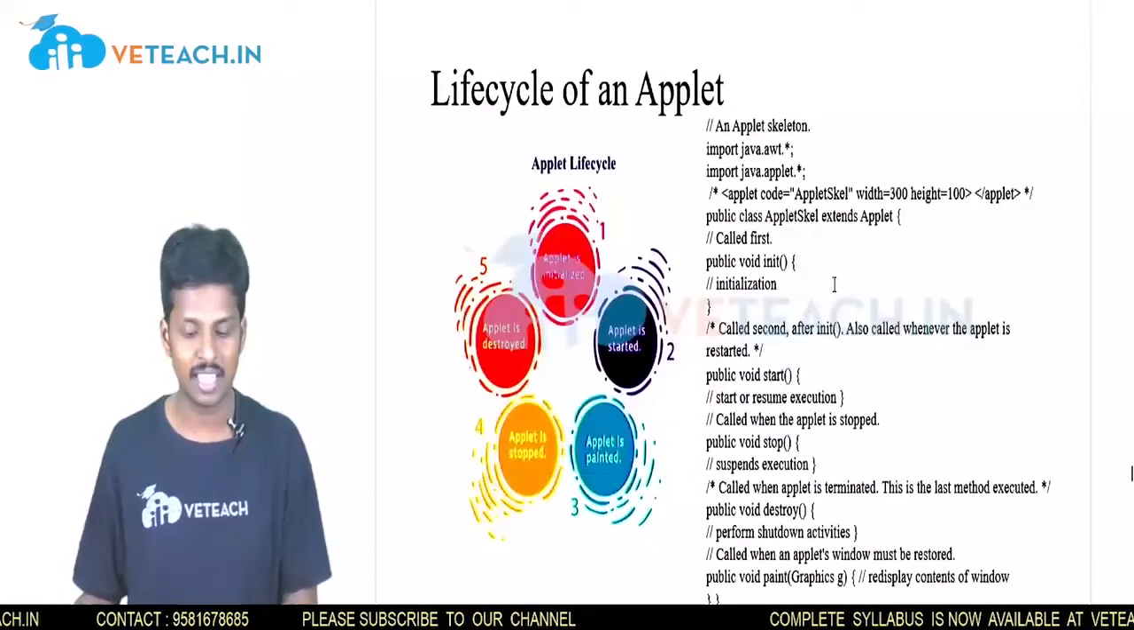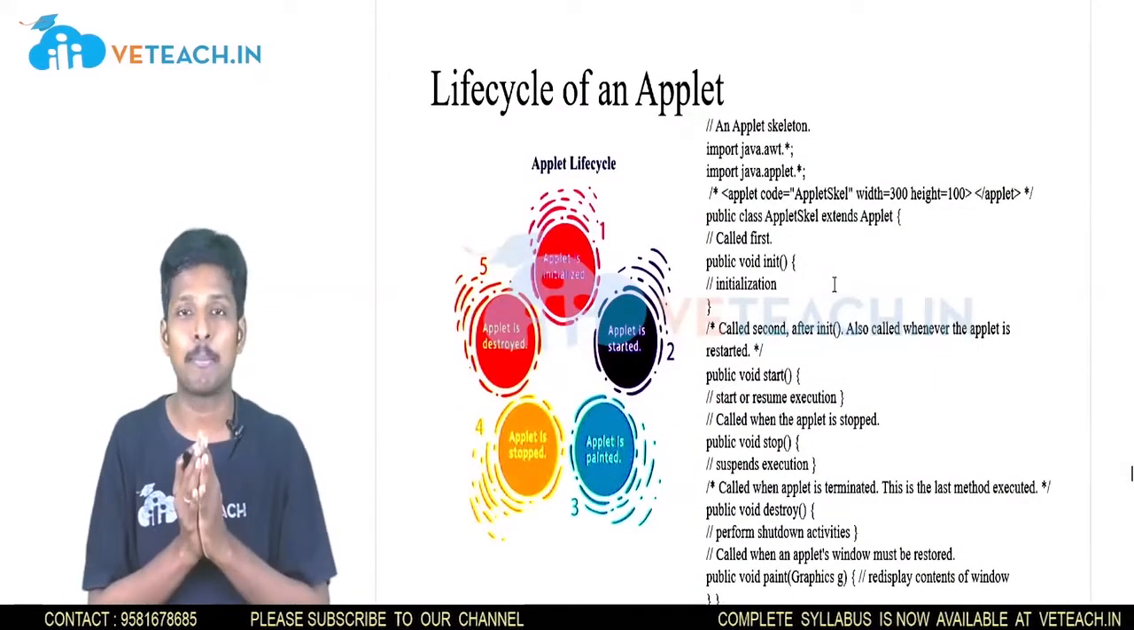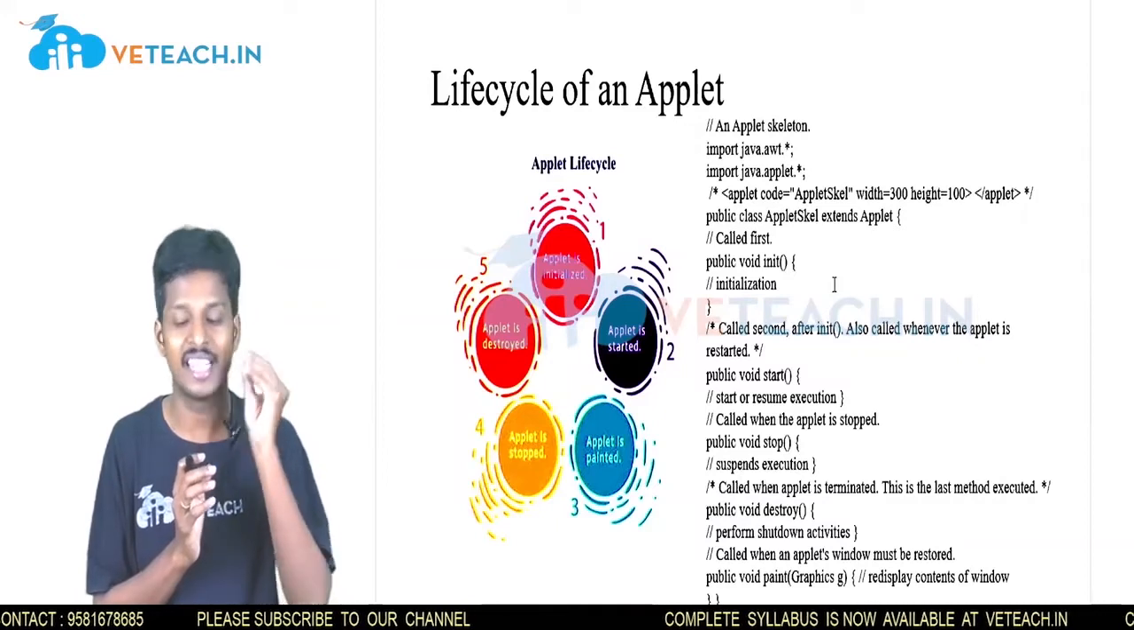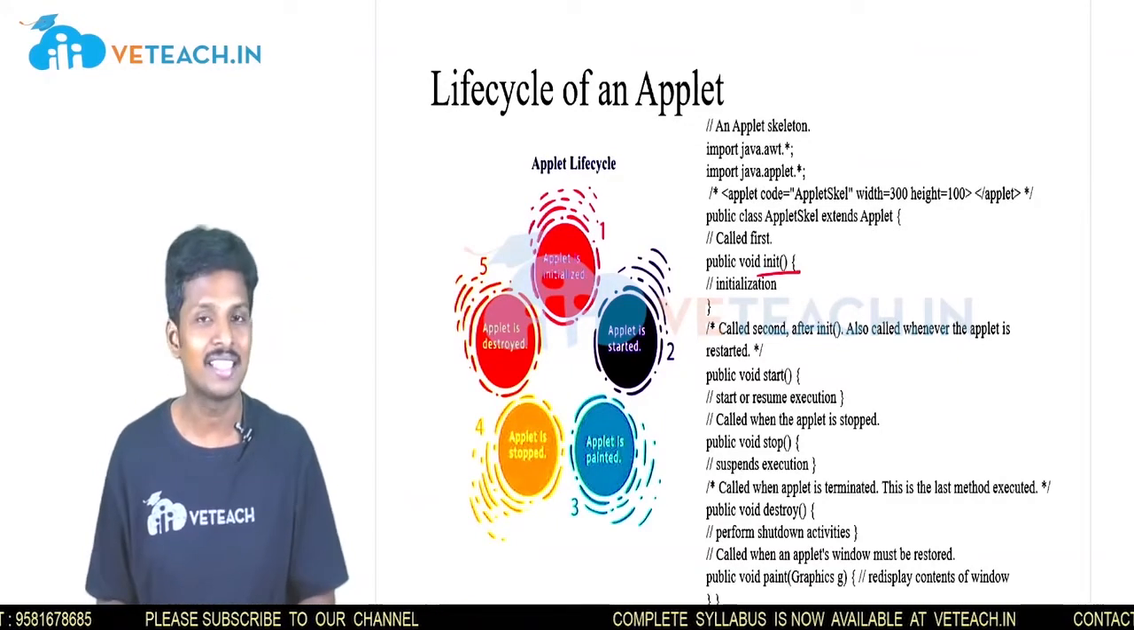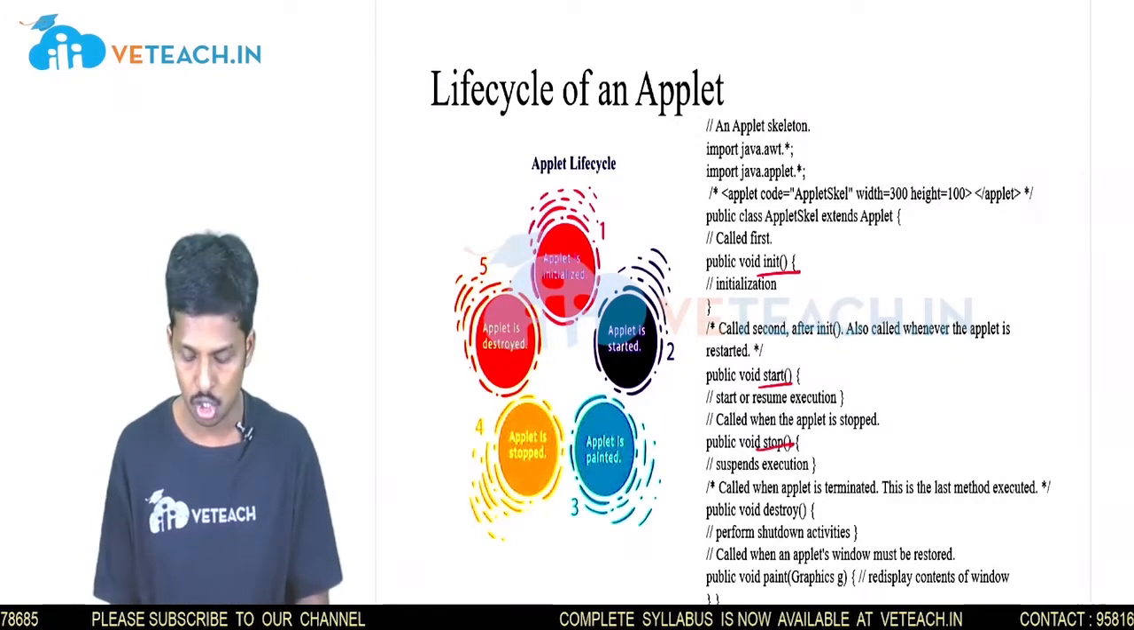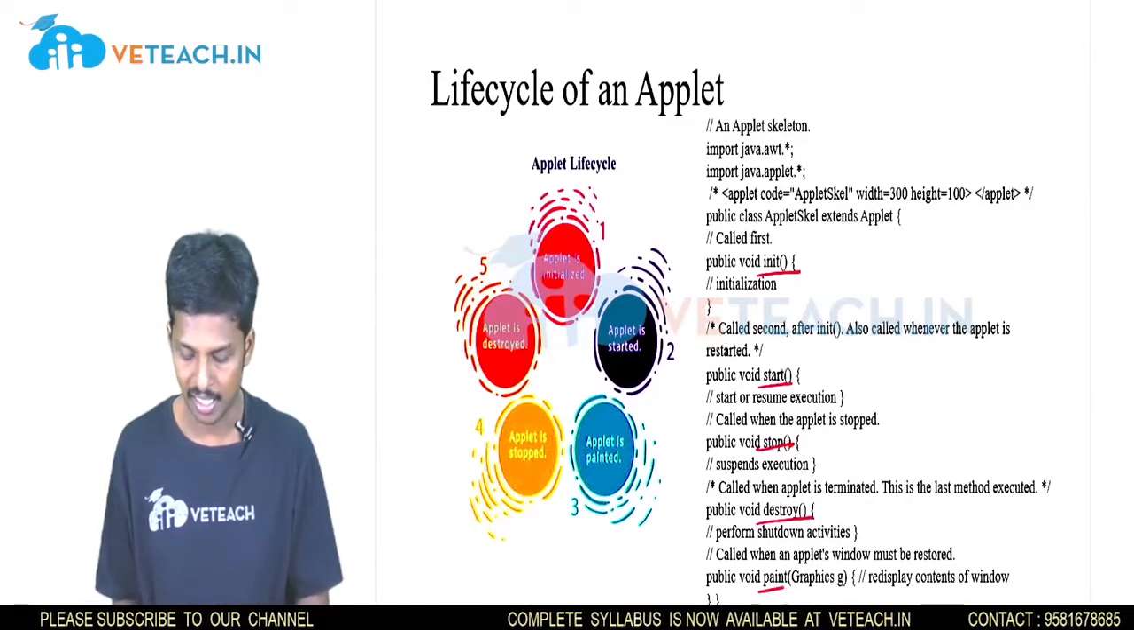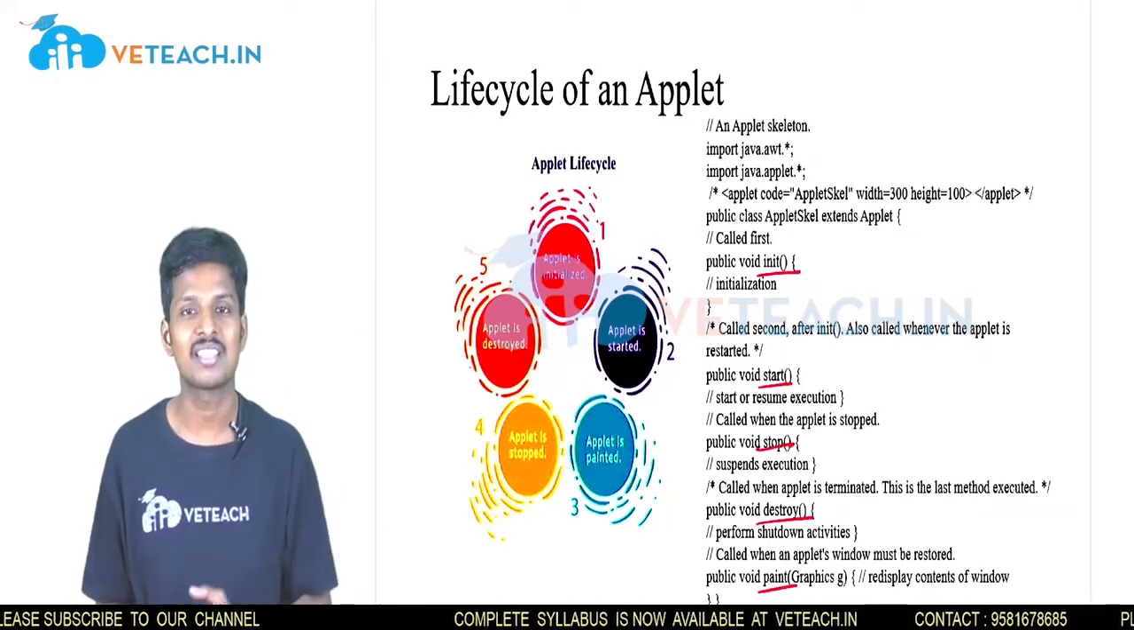Now let's see the life cycle of an applet. The life cycle of an applet contains a total of 5 different stages: init, start, stop, destroy, and paint. These are the 5 different stages of an applet.